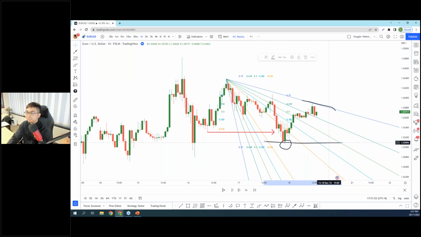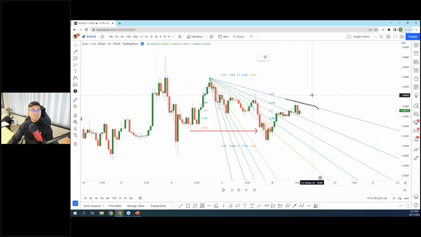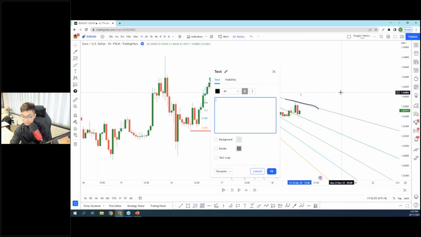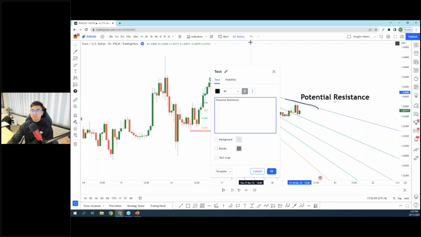Right, as I was mentioning, looking at this area right here. Okay, you got it, no problem. If you're looking at this area right here, this is the potential resistance. So I write this, potential resistance is not a confirmation. It's just a tool to predict potential supports and resistance areas.